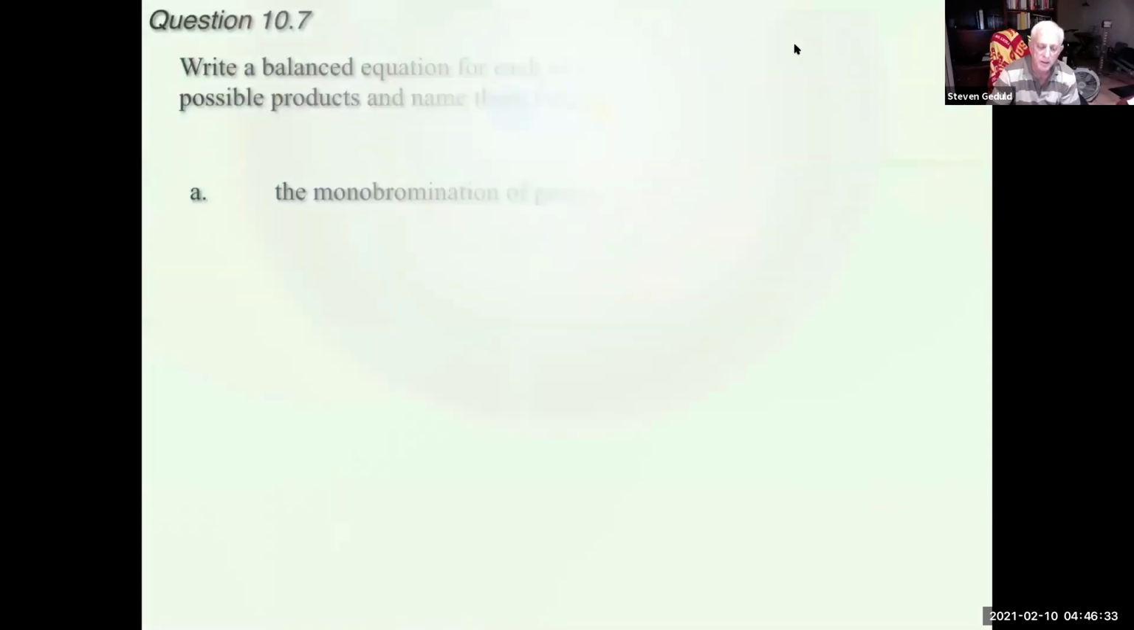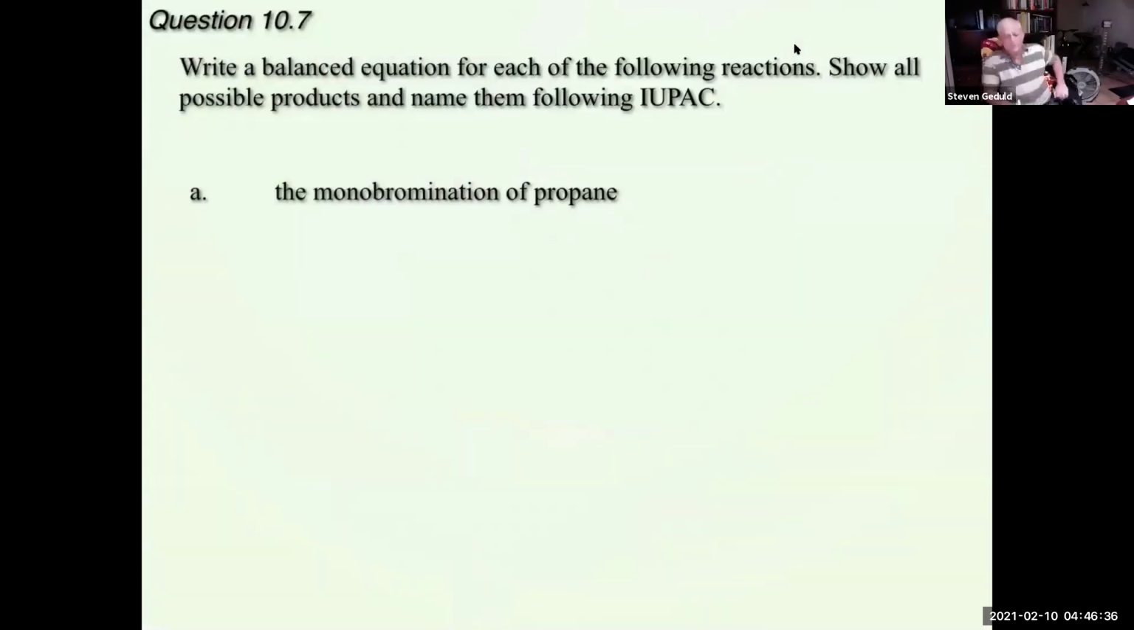Okay, write a balanced equation showing all possible products and name them according to IUPAC. The monobromination of propane. Mono means only one bromine is going to be replaced, like we showed you in the examples. So bromination of propane. So what's propane?